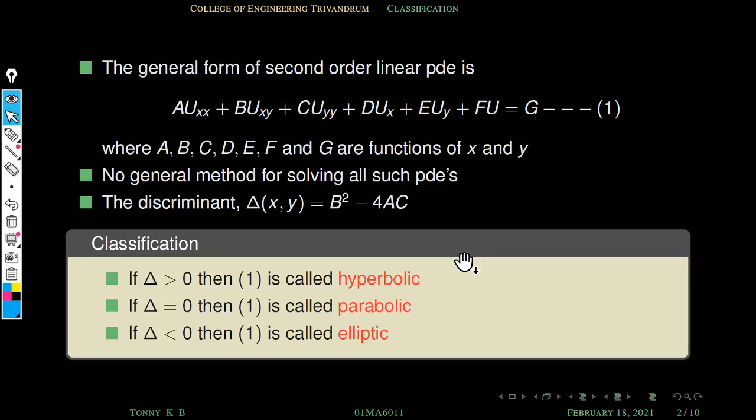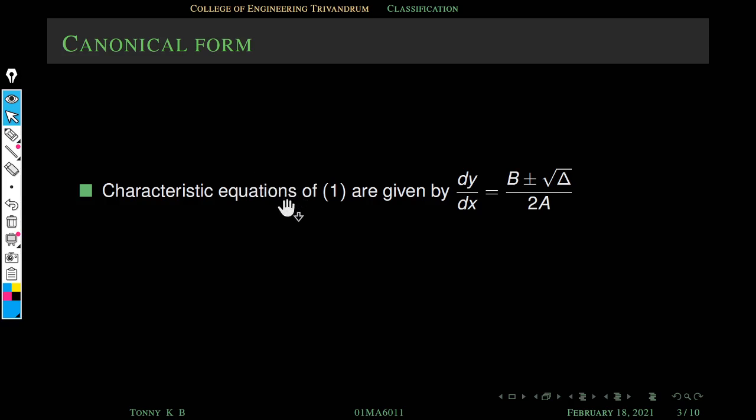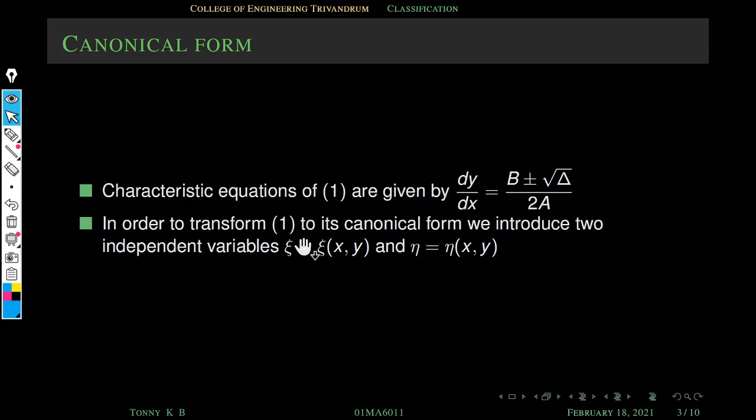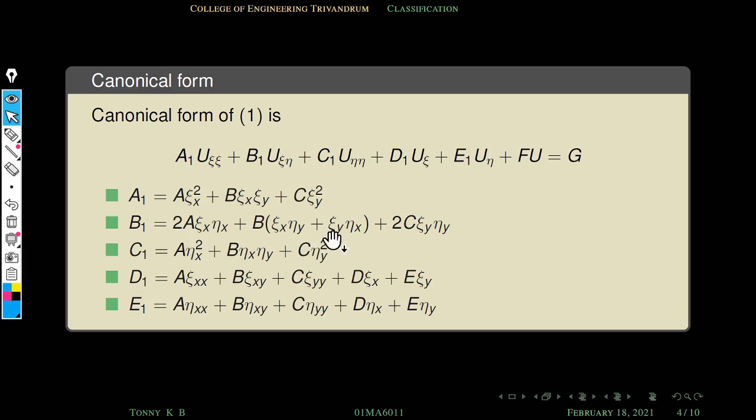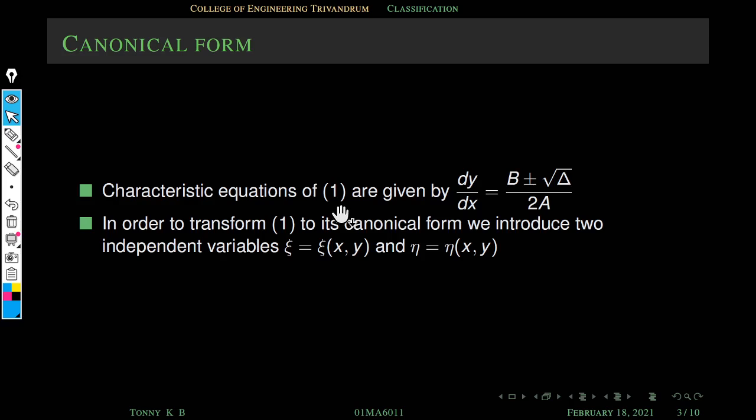Okay, last class we discussed what a canonical form is and what the three types of PDE are. We can classify a PDE as hyperbolic, parabolic, or elliptic. We also discussed what the characteristic equations are and how to find a canonical form. This is the ready-made formula for the canonical form.